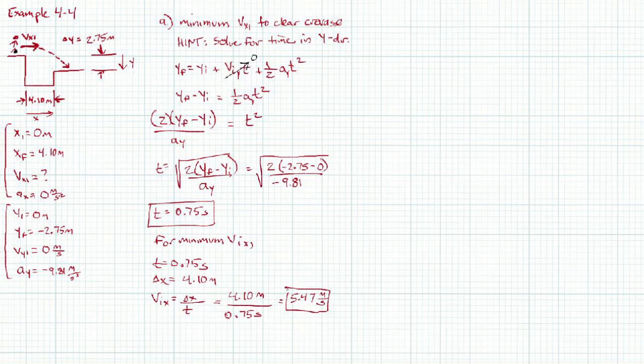So a mountain climber has to be moving horizontally at 5.47 meters per second to just barely get across that chasm, to get across that crevasse and make it just to the lip of the other side. He's also falling too, but we use the falling information, vertical information, to find the amount of time he has to make it across, and that helps us solve for our necessary velocity in the x direction. Okay, so that was part A.